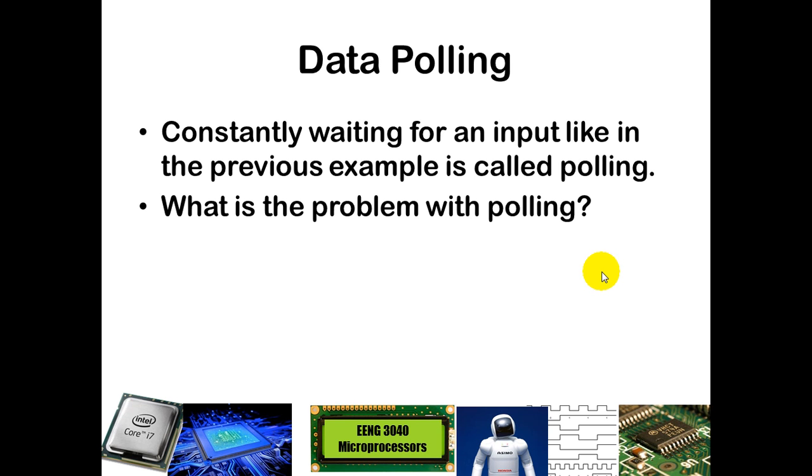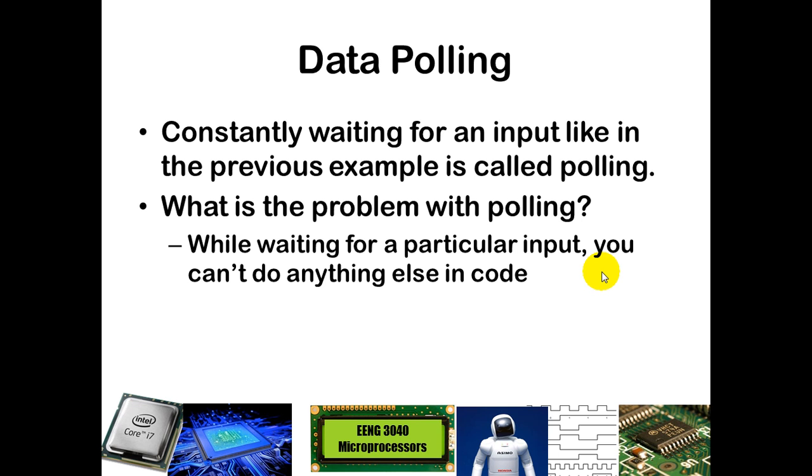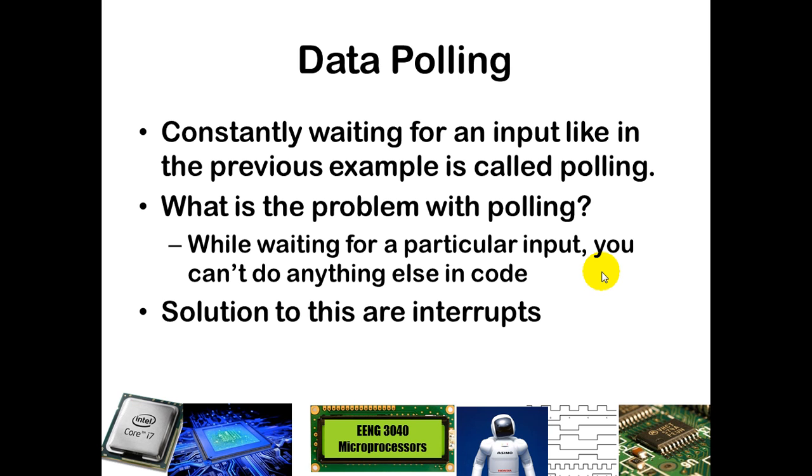And furthermore, what's the real problem with that? Well, if you're just polling and waiting on a value to come, your code has to execute this bit test over and over and over again, and it cannot be executing anything else. So data polling is wasteful of clock resources. The solution to this is to use what are called interrupts, and we're going to talk about interrupts a little bit later on.